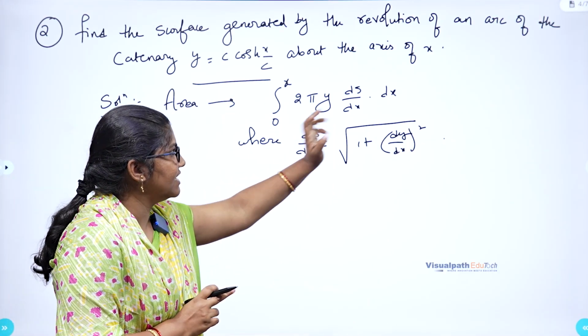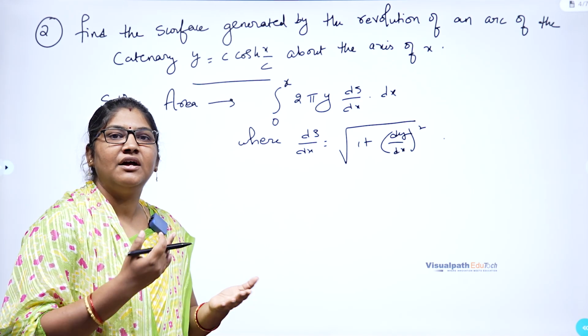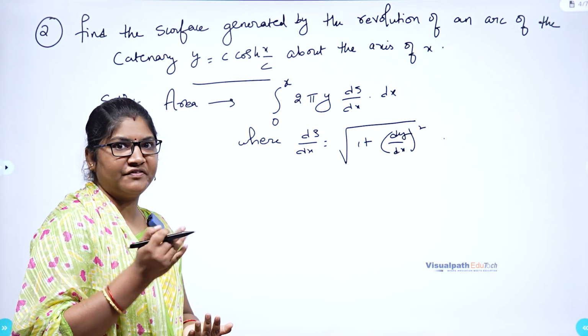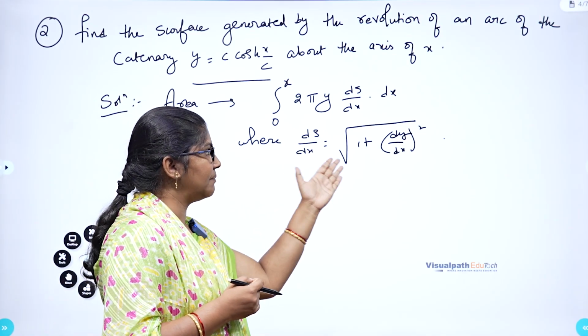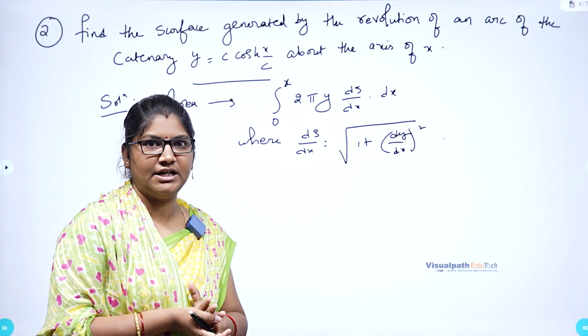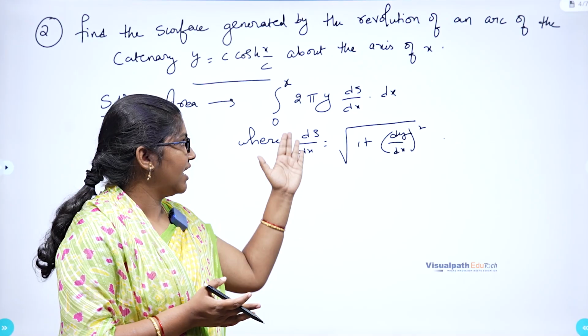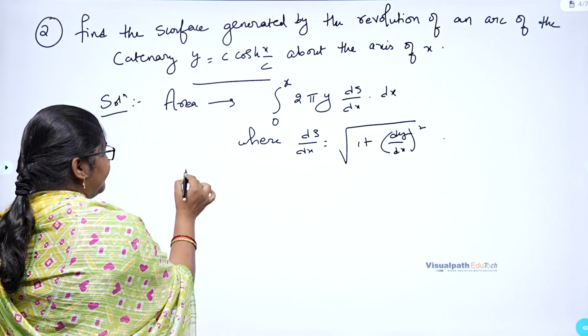Why are we applying ds by dx? Because the curve is in the form y is equal to f of x. That is the reason we are applying this formula. Now, we already know we have to find dy by dx and ds by dx, and substitute in that formula. Okay, now we will do that procedure.